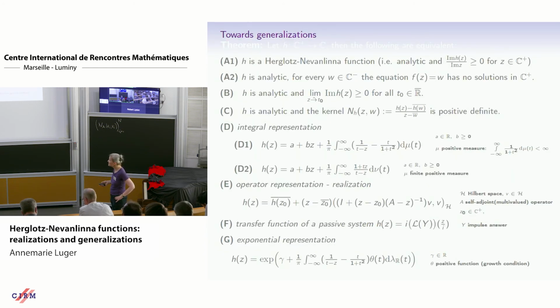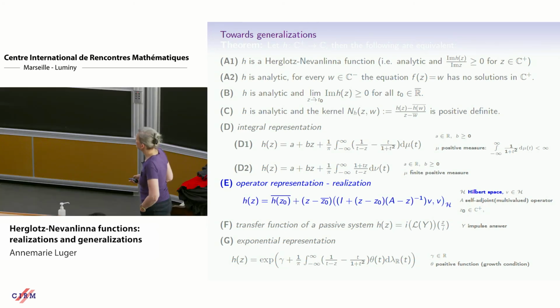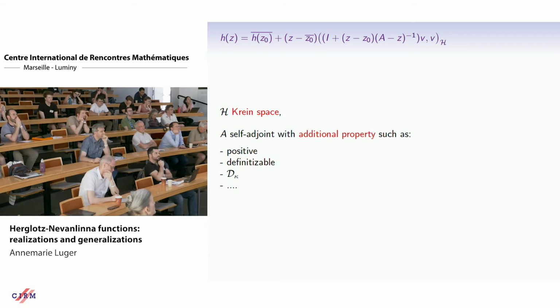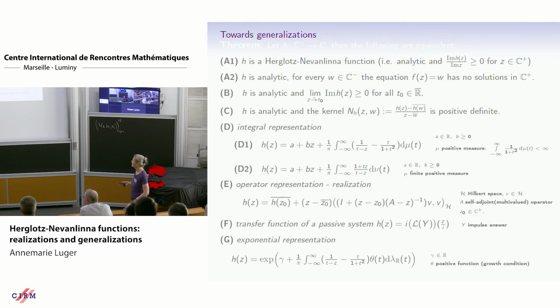Back to our list. Do I have a little bit of time? This goes very quick now. If I look at the operator representations, I can make additional assumptions on the A. I can take away this with a Pontryagin space with finitely many negative part, finite dimensional, but then I have to add something, and these are other classes which are possible to look at.